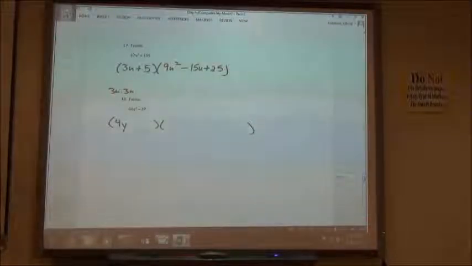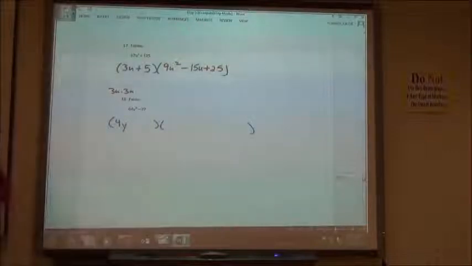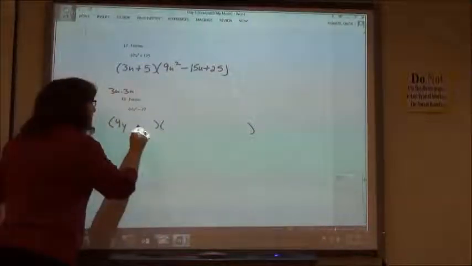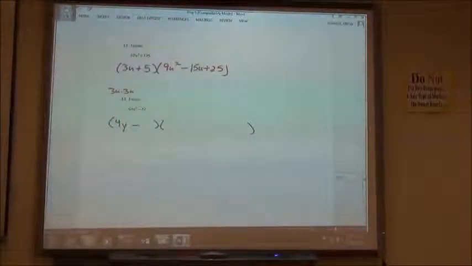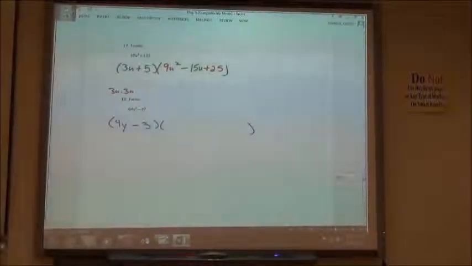We're going to be dealing more and more with exponents, so if you can start memorizing some of your perfect squares and your perfect cubes, it's going to make your life easier, but if you need to, there's that button there. What sign should we have in there? A negative. And what's the cubed root of 27? 3. So 4y minus 3 should be what you have in that first set of parentheses.